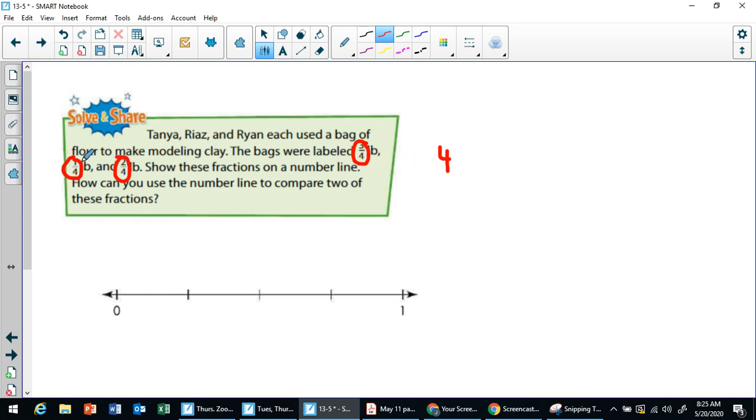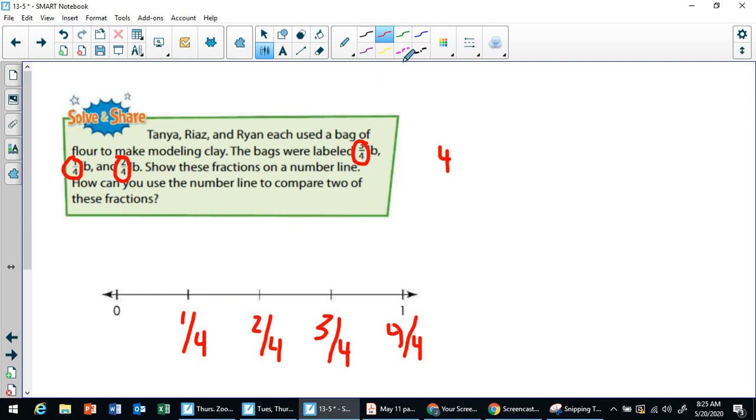Then I would label my number line. This is for 1/4. This is for 2/4. And the last one is 3/4. And if you would like to, you can even label the whole. We should be able to figure out that 1/4, 2/4, 3/4, my whole is going to be 4/4. So we've done the hard work. We have taken the fractions and placed them on the number line.